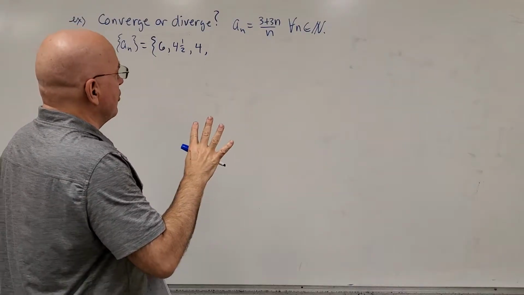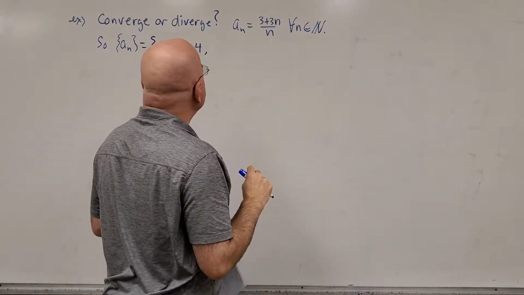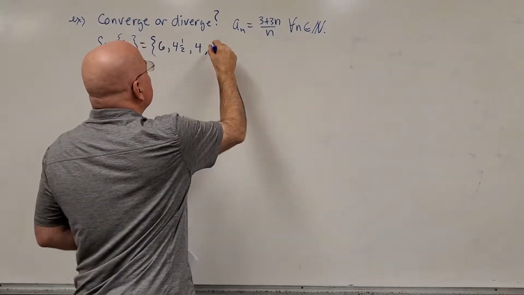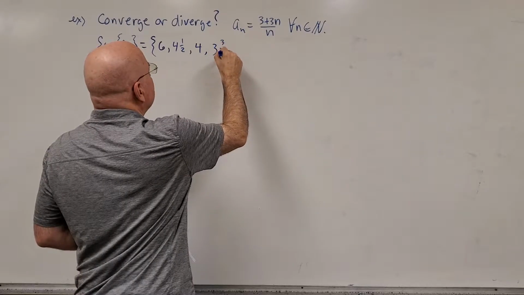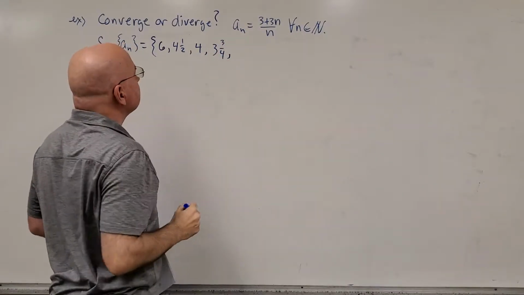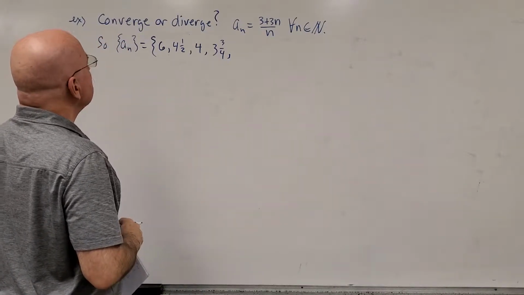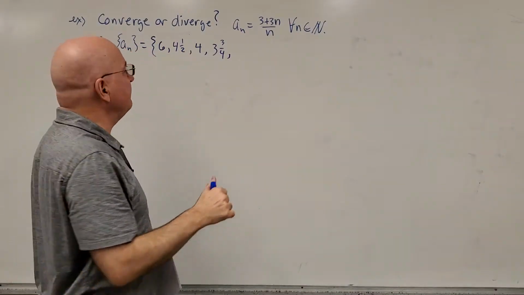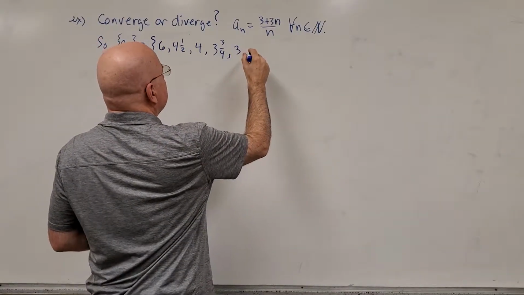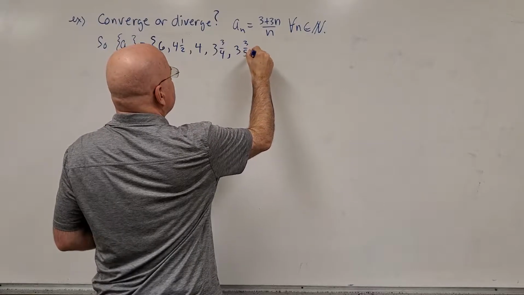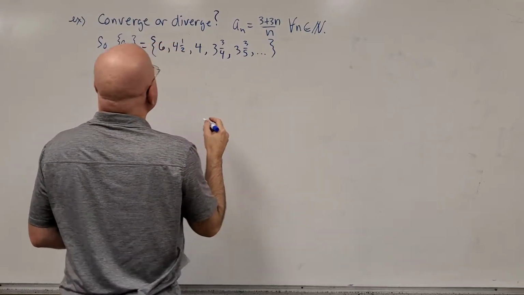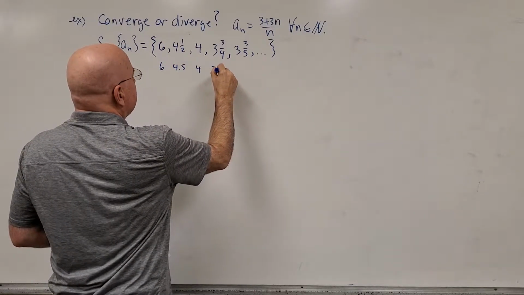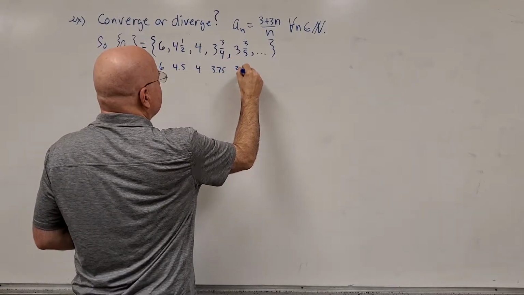You may have ideas where this sequence is going, but let's continue. 1, 2, 3. Now we're on 4. 3 plus 12 is 15. 15 over 4 is 3 and 3/4. Let's do one more. So for 5, 3 plus 15 is 18. 18 over 5 is 3 and 3/5. All right, so we've got a 6. We've got 4.5. We've got 4. We've got a 3.75, and we've got a 3.6.